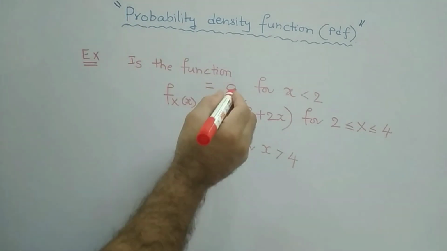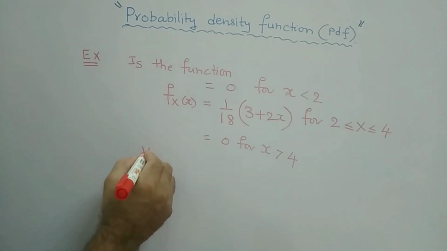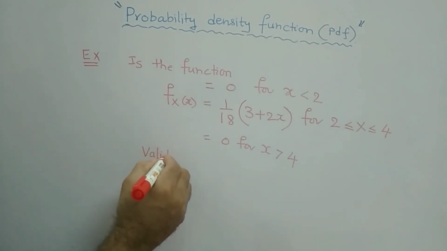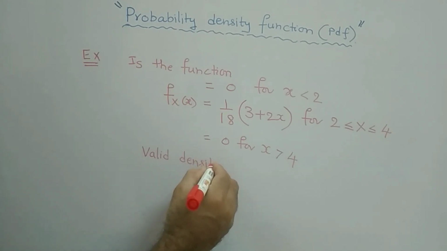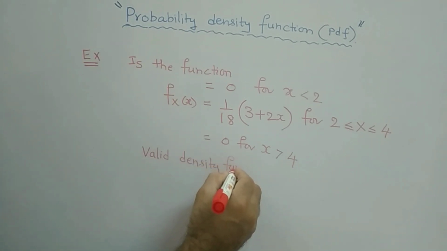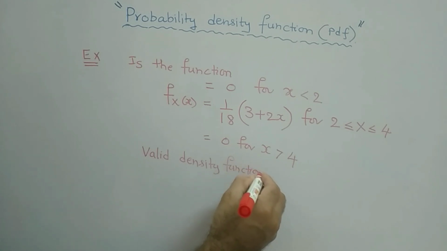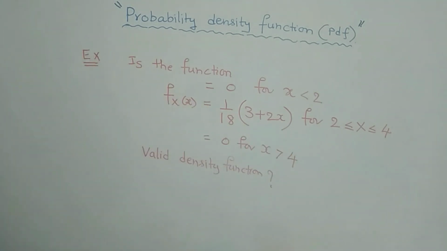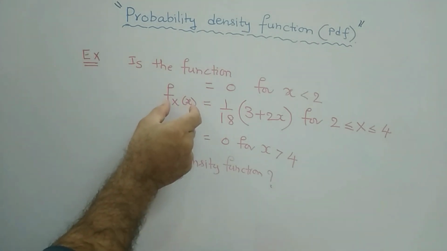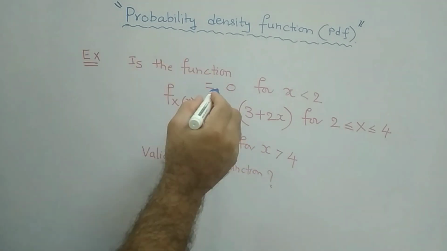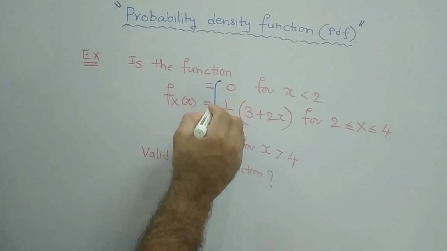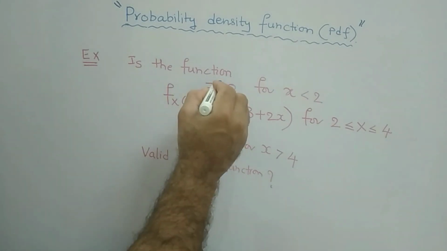So, is the function a valid density function or not? That we have to find out. Clear? I think you understood the problem. Here the function f of x is given, and you can write it like this in a bracket if you need.